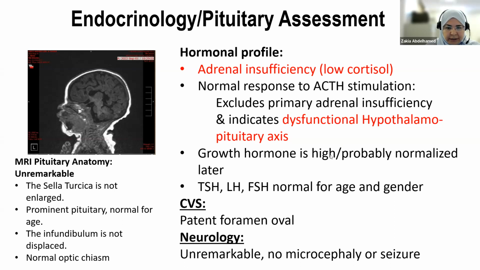Growth hormone was high at the time of birth, but on later assessment it normalized. All other pituitary hormones were normal for age and sex. As you know, once a congenital anomaly is there, the fetus or the baby should be investigated for multi-team management. The investigation of the visceral organs and the heart found a patent foramen ovale. The neurology exam was unremarkable. Surprisingly, there was no microcephaly or seizure.